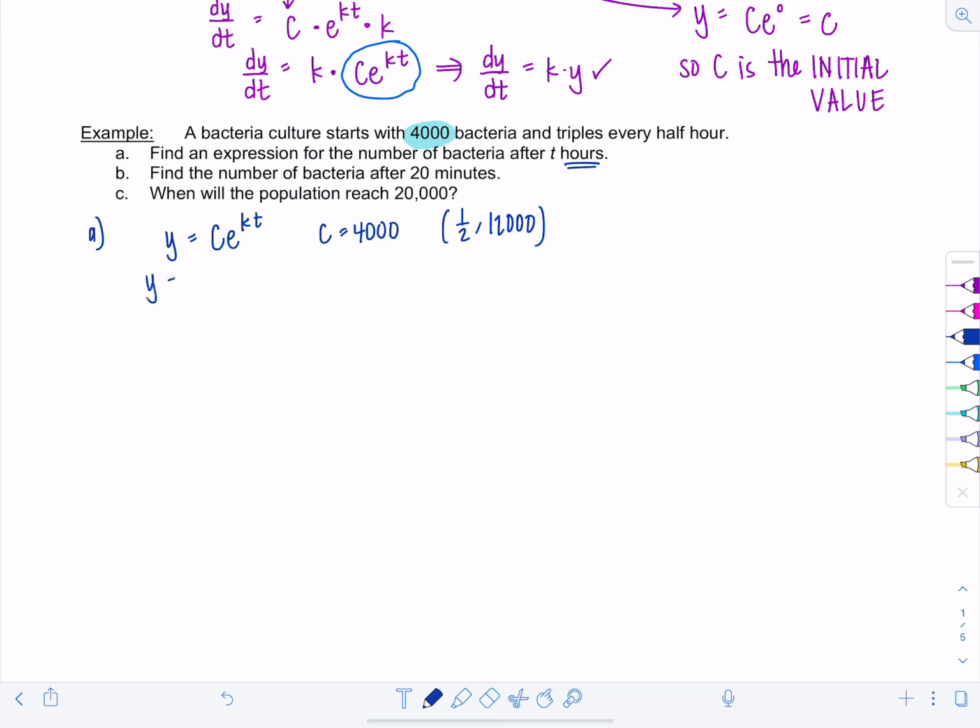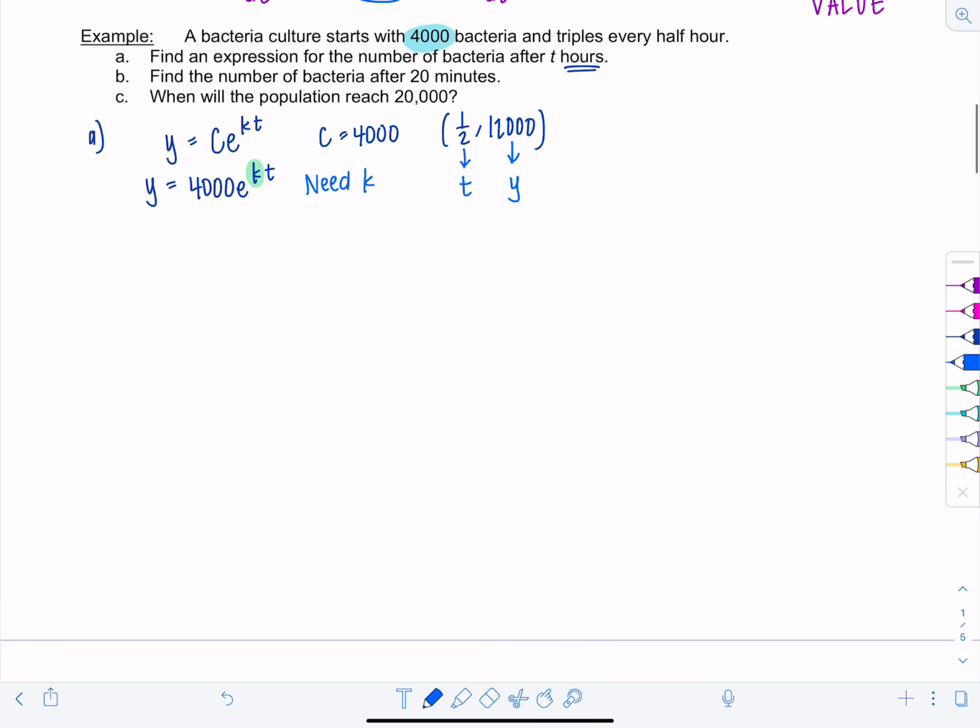So right now in my model, I know y equals 4,000 e to the kt. All I'm missing at this point is k. I need to find k. And how can I go about finding k? Yeah, you're just going to substitute in 1/2 for t, 12,000 in for y, and then find k.